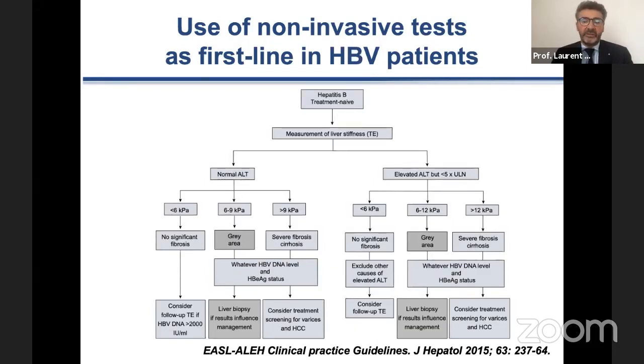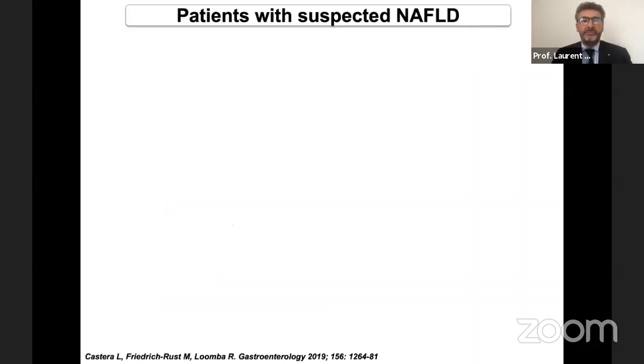For HBV, these are also the recommended guidelines, and transaminases, of course, are very important in HBV, much more important than in HCV or NAFLD. For instance, on the left of the screen, they are very useful in inactive carriers to exclude significant or advanced fibrosis. On the opposite side, when the values are high, they can rule in cirrhosis.